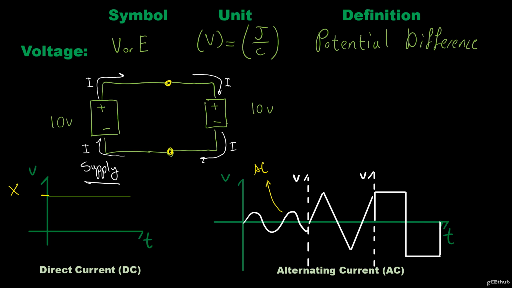There's also one more type of voltage source, and it's a variable voltage source, and it can be anything. It doesn't have any patterns, and we're not gonna go over that right now.